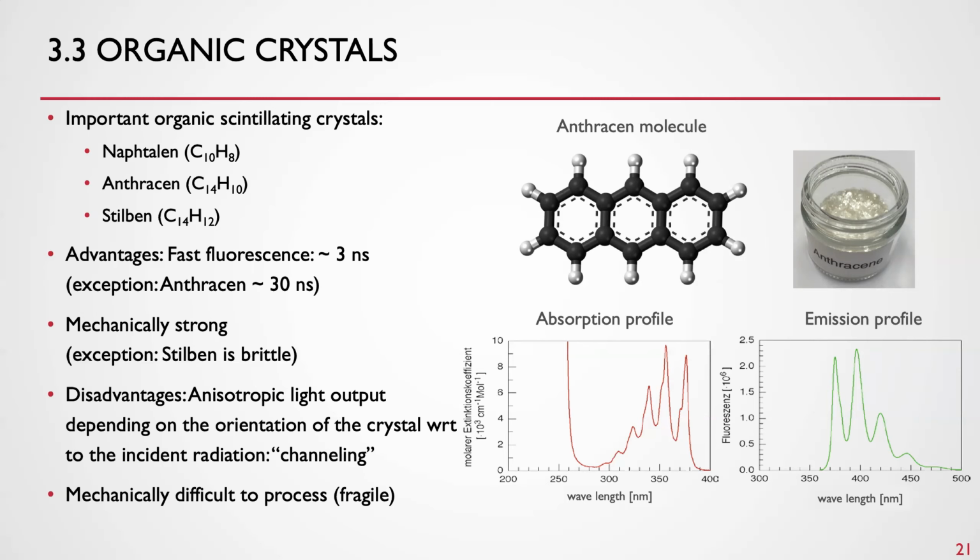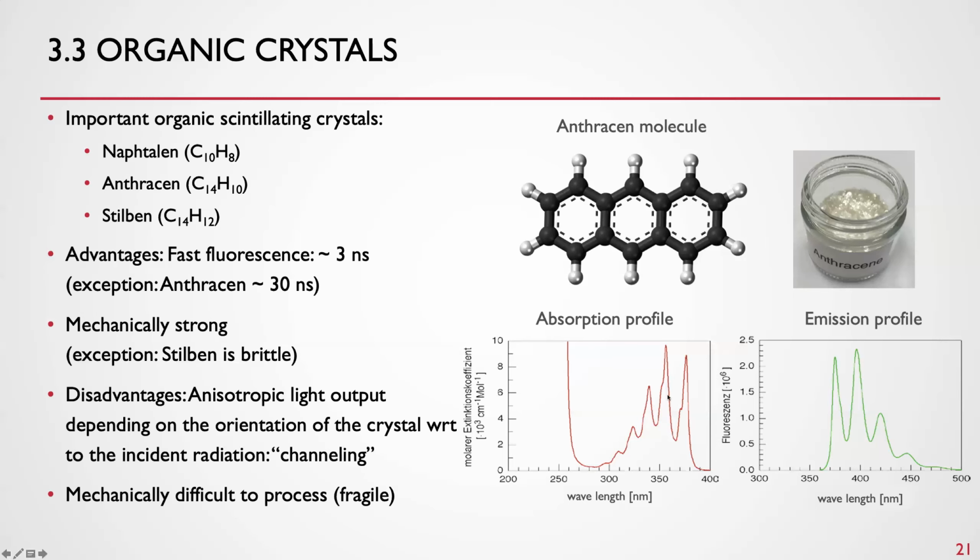The disadvantage, because of the crystal structure, is an anisotropic light output that depends somewhat on the orientation of the crystal with respect to the incident radiation, an effect that is called channeling. It's rarely limiting, but it is present. Some of the organic crystals are fairly difficult to process, like stilbene, because it can easily break. Here you see the absorption profile of, I believe, anthracene, but it's typical.